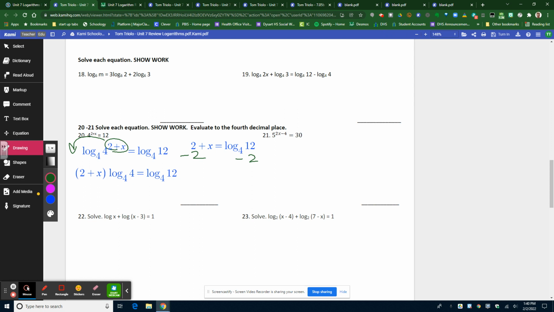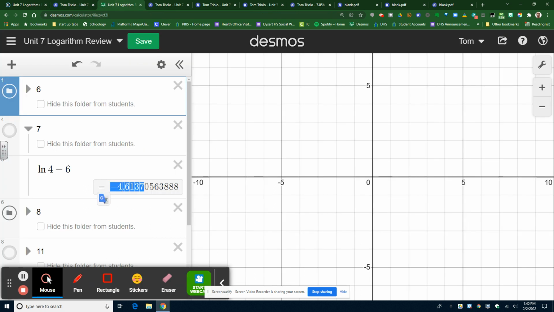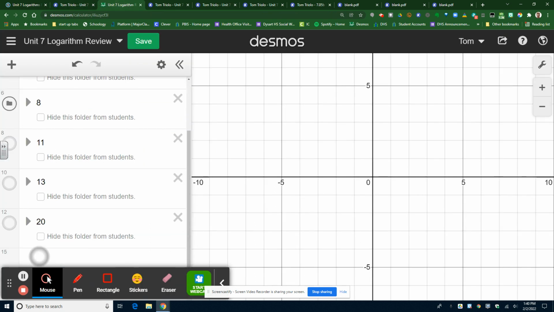Because this is really saying 4 to what power is 12? Well, 4 to the first is 4, 4 to the second is 16, so it's about 1 point something. So it's actually going to be kind of close. Let's just take a look in Desmos. I'm going to just drop it down to the bottom.